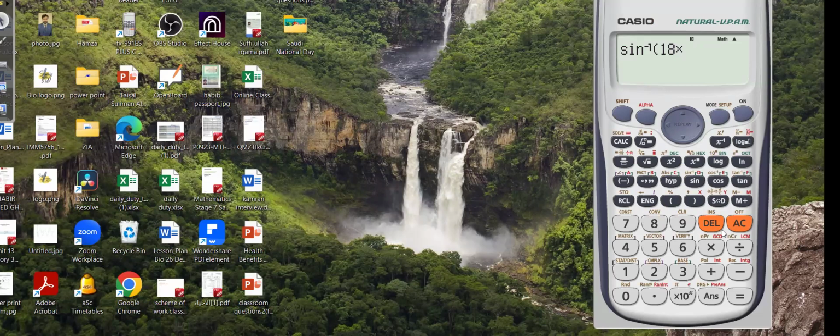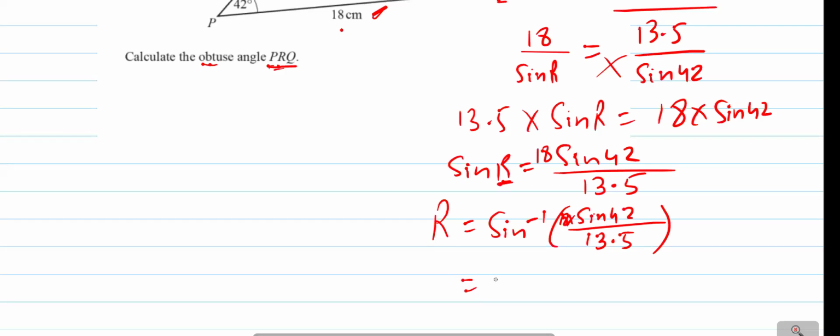The question is saying calculate the obtuse angle. This is an acute angle, less than 90 degrees. Your calculator can never give you directly an obtuse angle. So to get an obtuse angle, you will always do 180 minus the acute angle. Okay? So you will get your answer.